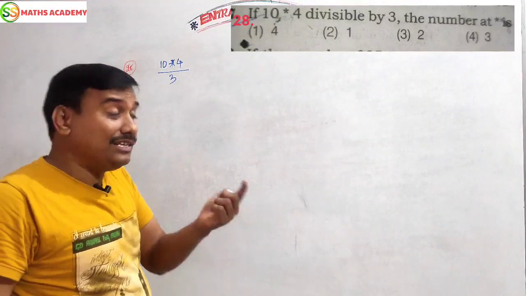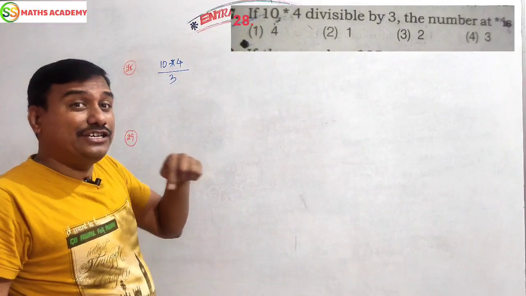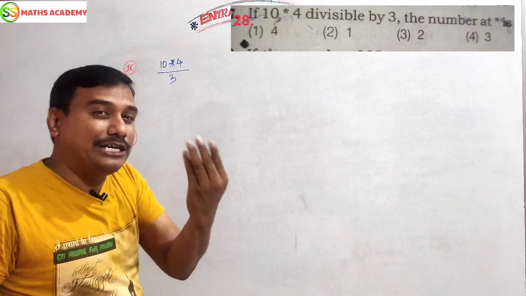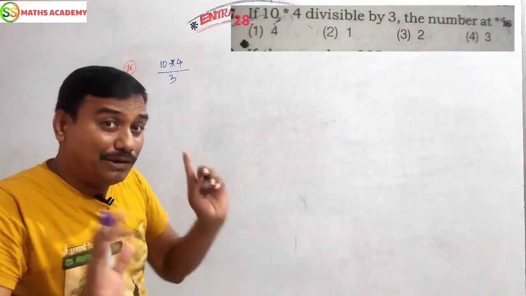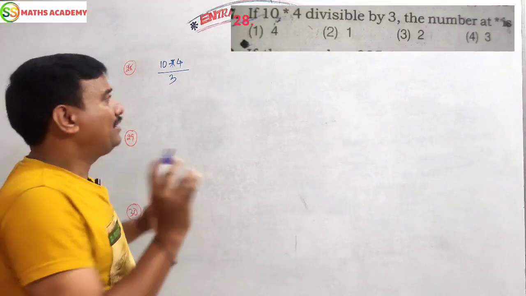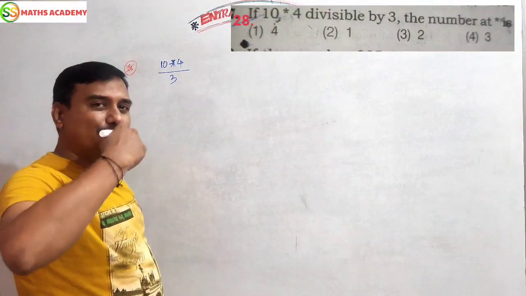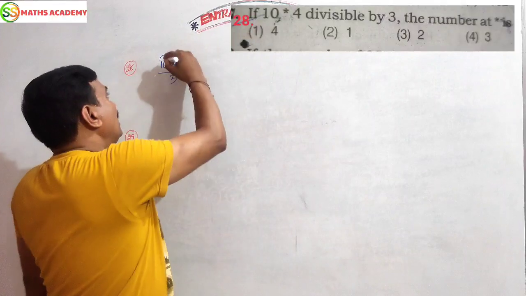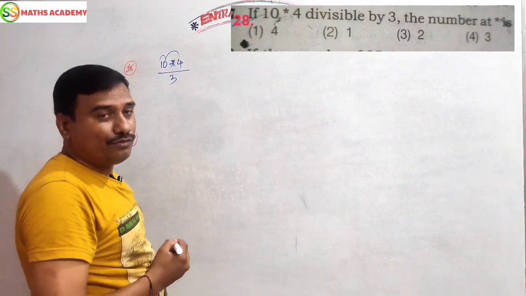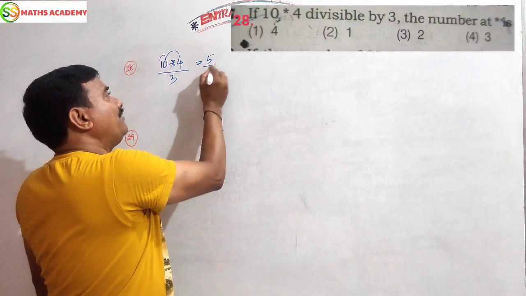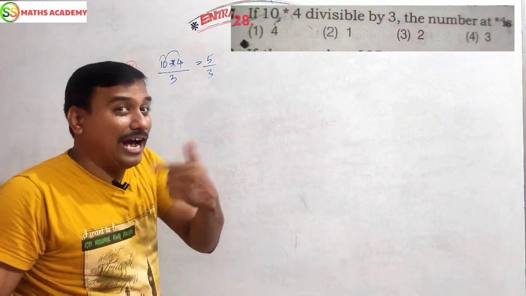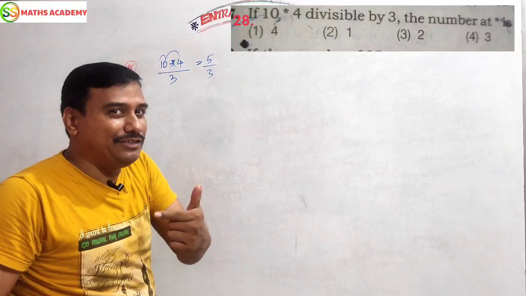In the previous question, the total number was given. If it is divisible by 3, we have to add all the digits, and the sum should be a multiple of 3. But here star is given. Here you can also use the sum of the digits formula. 1 plus 0 is 1. 1 plus 4 is 5. So 5 is not divisible by 3.